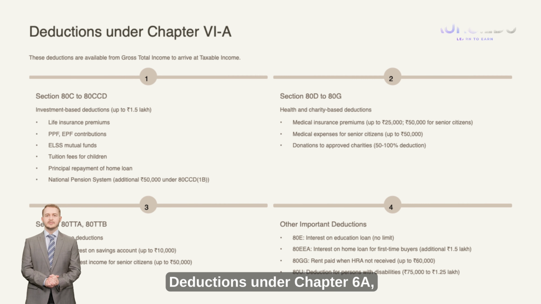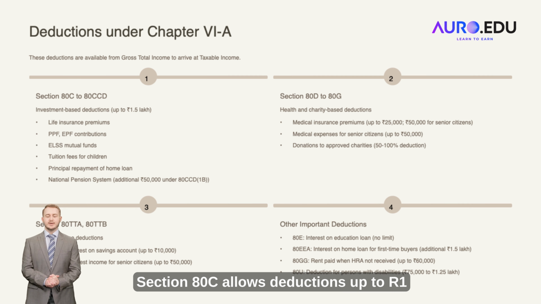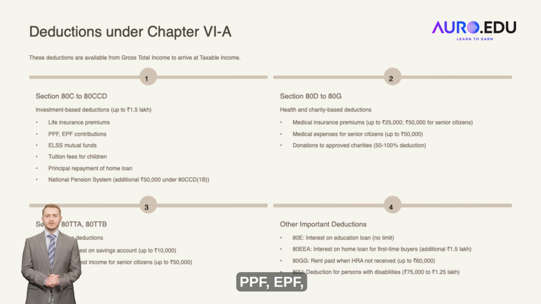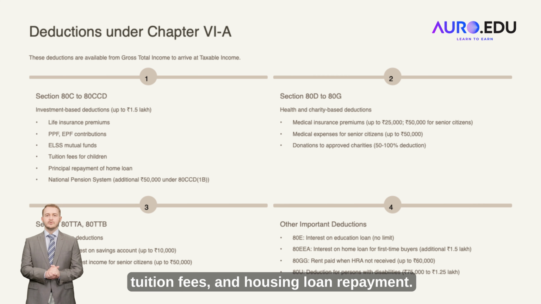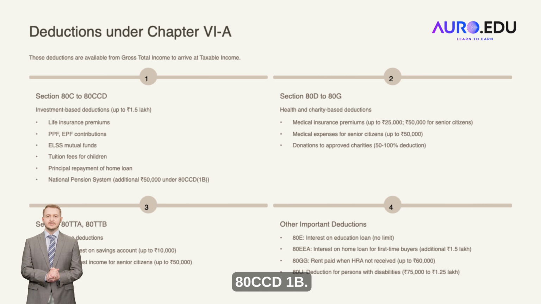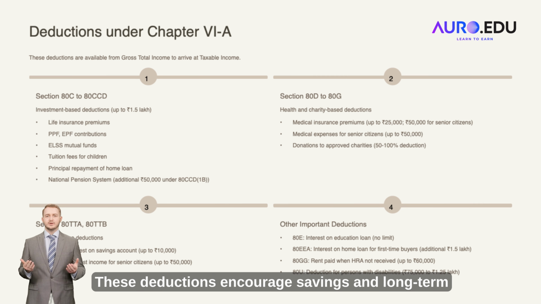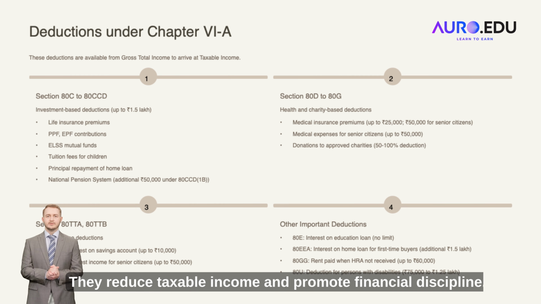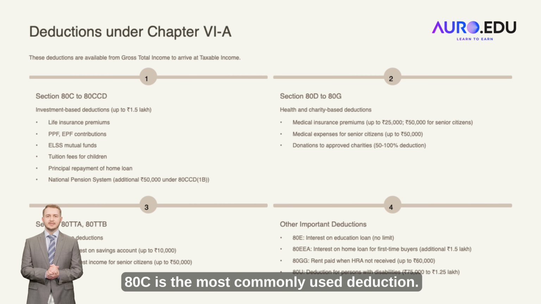Deductions under Chapter 6A, Section 80C to 80CCD. Section 80C allows deductions up to Rs 1.5 lakh for investments like life insurance, PPF, EPF, ELSS, tuition fees, and housing loan repayment. Section 80CCD covers NPS with an additional Rs 50,000 deduction under 80CCD(1B). These deductions encourage savings and long-term investments. They reduce taxable income and promote financial discipline. For most taxpayers, 80C is the most commonly used deduction.